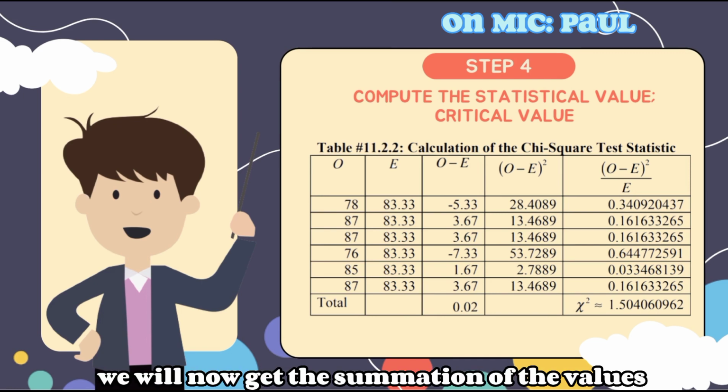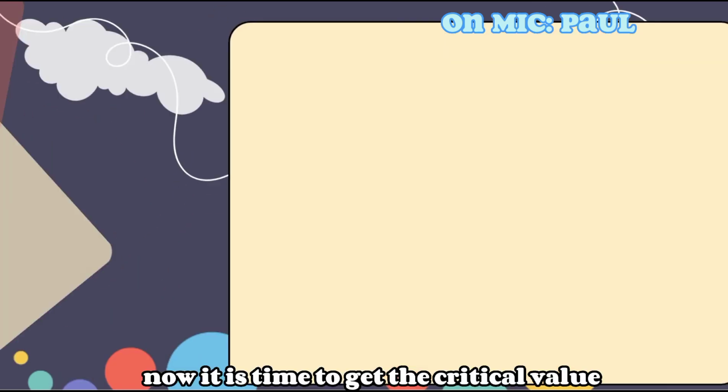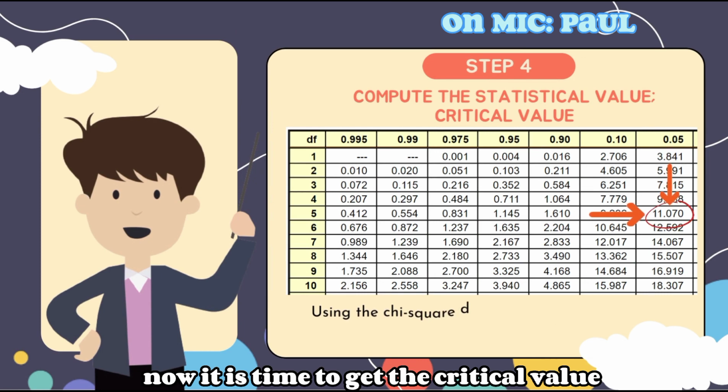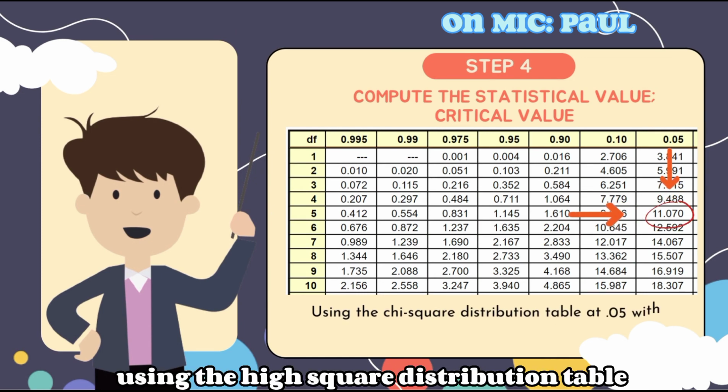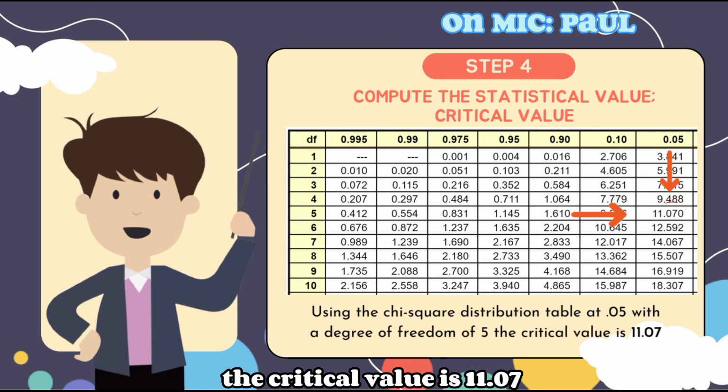We will now get the summation of the values to get our test statistic, which is chi-square equal to 1.50. Now, it is time to get the critical value. Using the chi-square distribution table at 0.05 with a degree of freedom of 5, the critical value is 11.07.